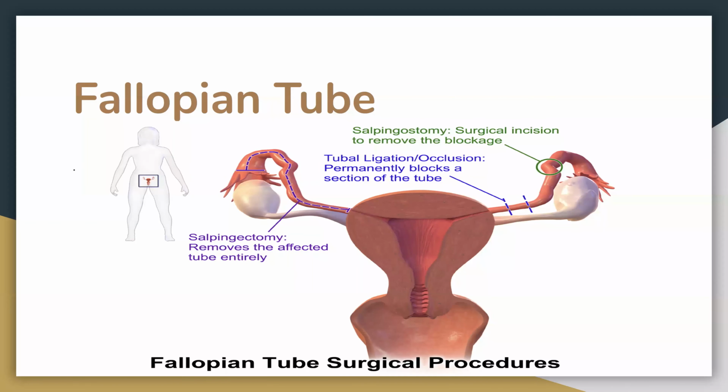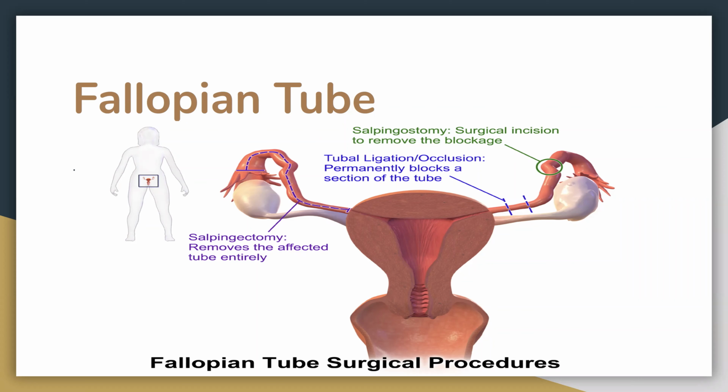So here are the fallopian tubes that we talked about earlier. And there are some surgical procedures that are performed on the fallopian tubes depending on the need to perhaps remove a blockage, or if there's an occlusion that needs to be done, or if there's an affected area of the tube, then you remove that entirely.